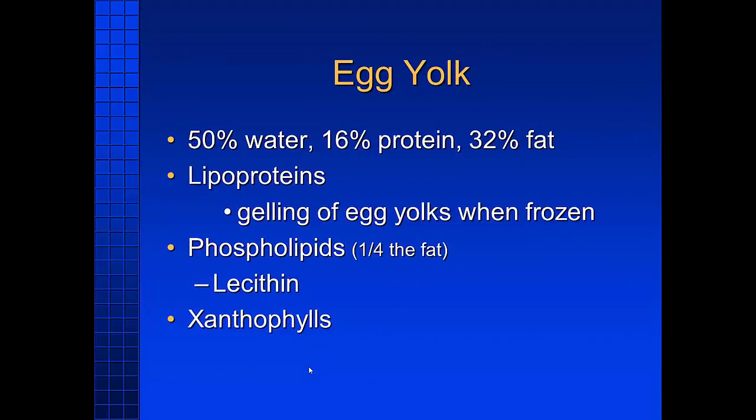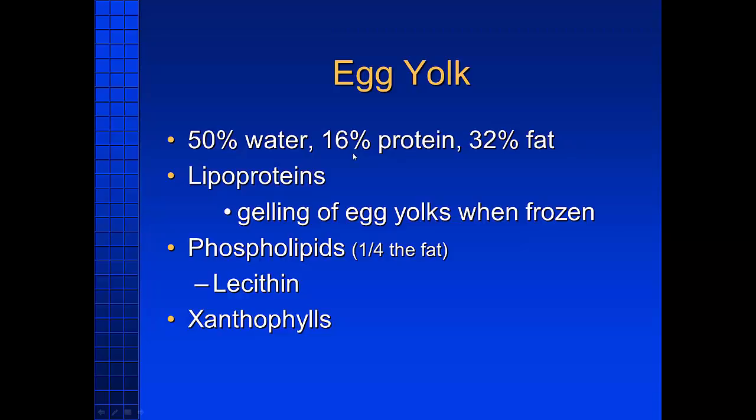Now if we look at the yolk, the composition of the yolk is very, very different from the composition of the white. It's 50% water as opposed to 88% water for the white. It's 16% protein. The white was only 11% protein. And it's 32% fat, and there was really no fat in the white.